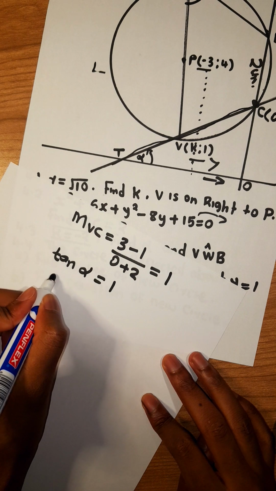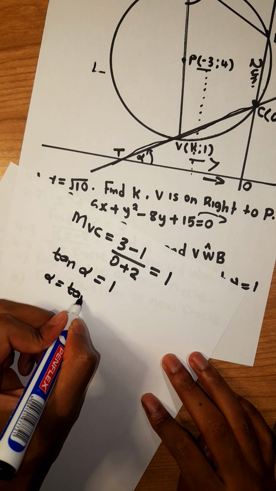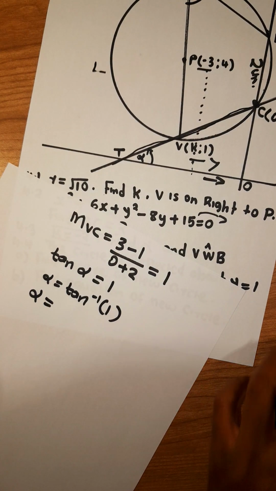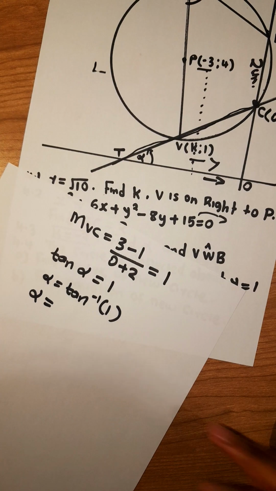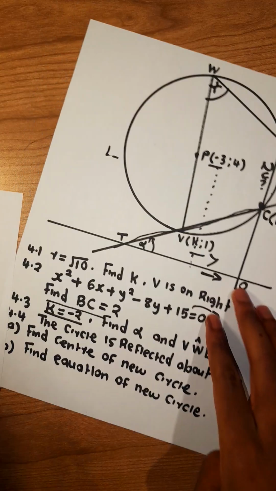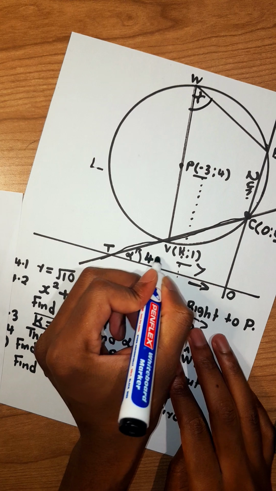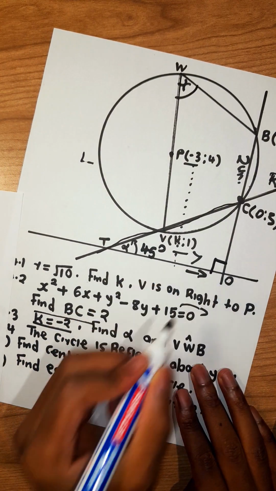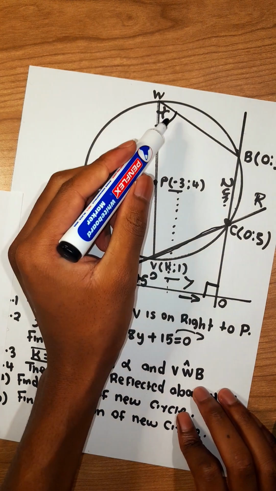And what we want to do is find the inverse of tan. And that is just going to give us 45 degrees. So we find that the value of alpha is going to be 45 degrees. And we all know this is always 90 degrees. Now they want us to find the value of x.